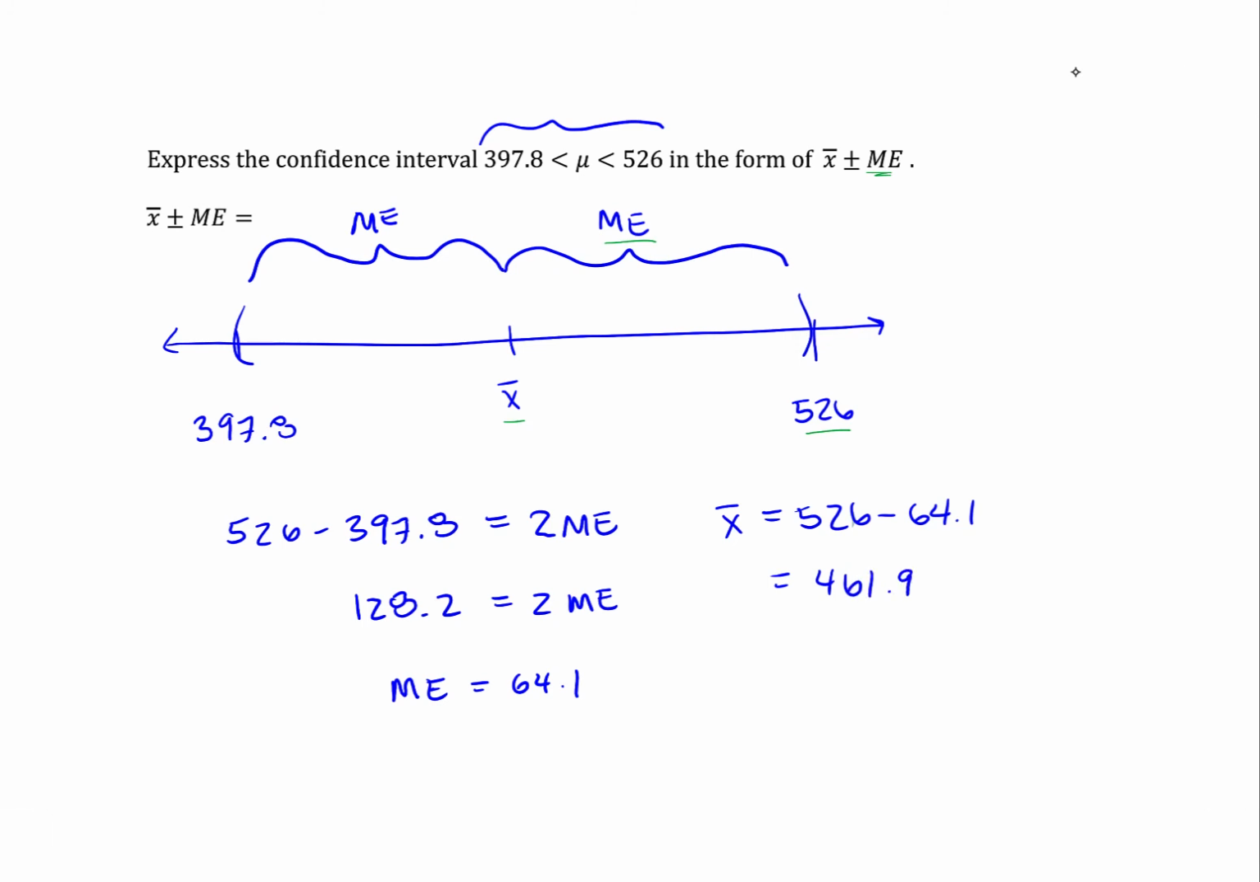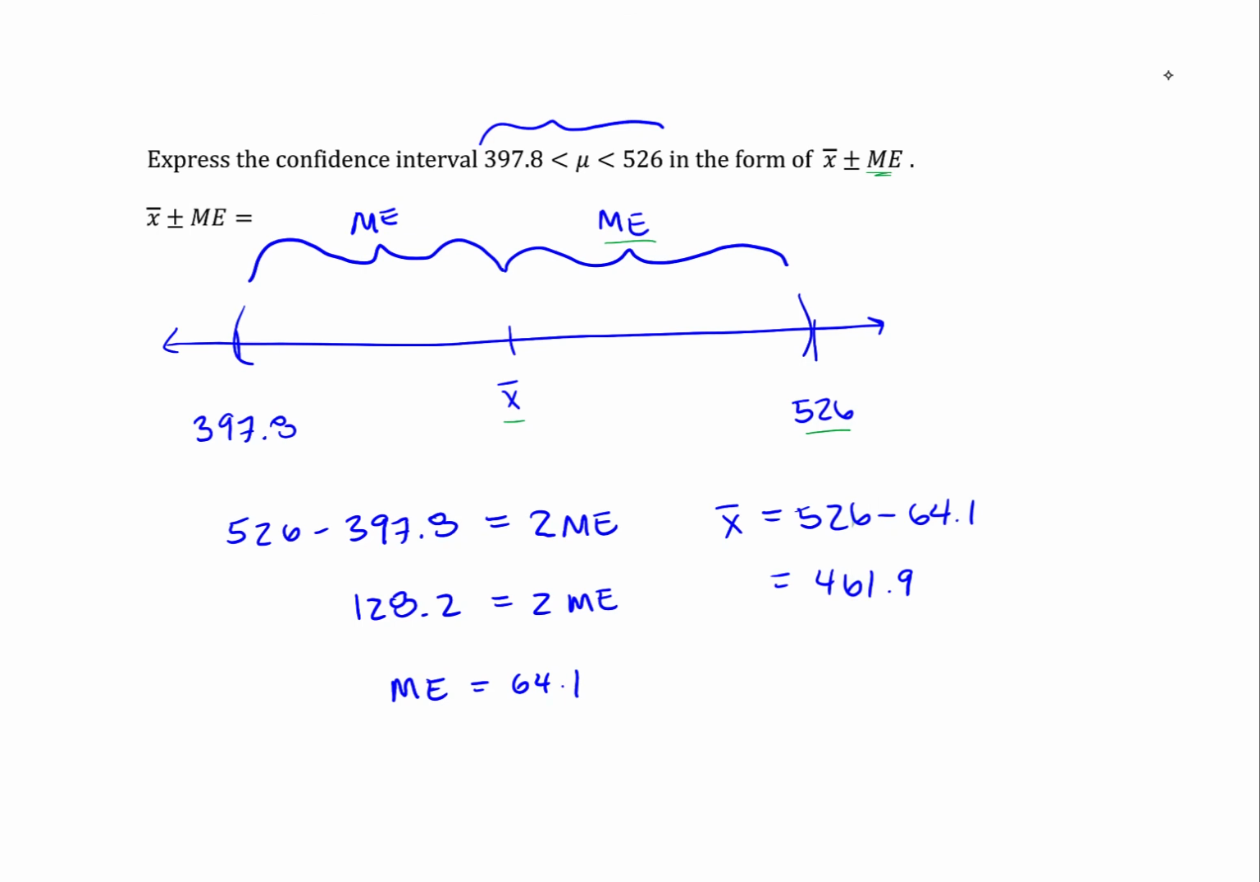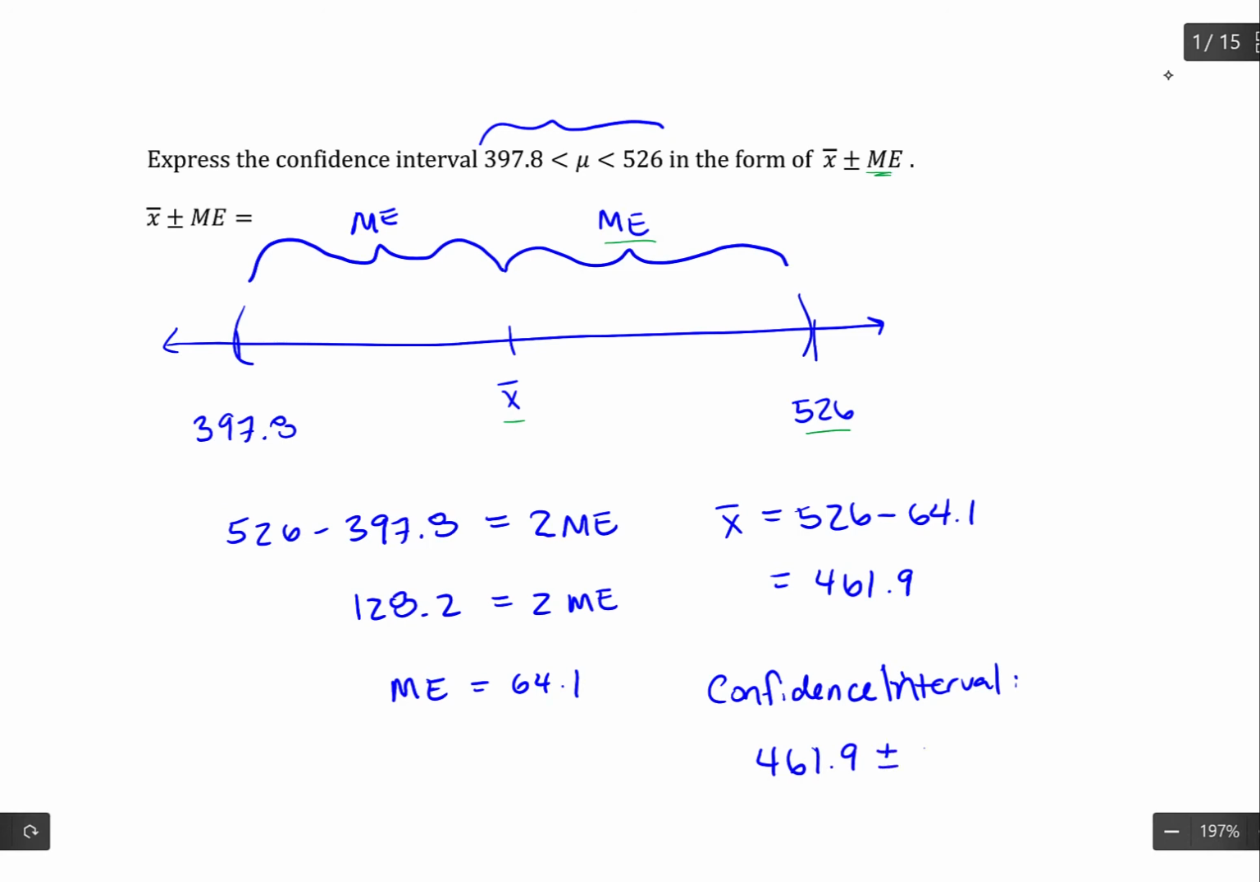And another way I could get this, just to verify, is if I subtracted another 64.1 from this, then I should get the lower bound of this distribution. So minus 64.1 again, that gives me 397.8. So this is the middle value. All right, so my confidence interval then, expressed in another way, is my sample mean of 461.9 plus or minus the margin of error of 64.1.